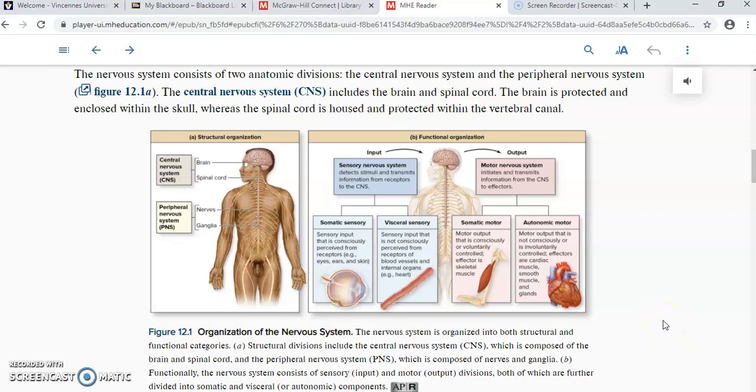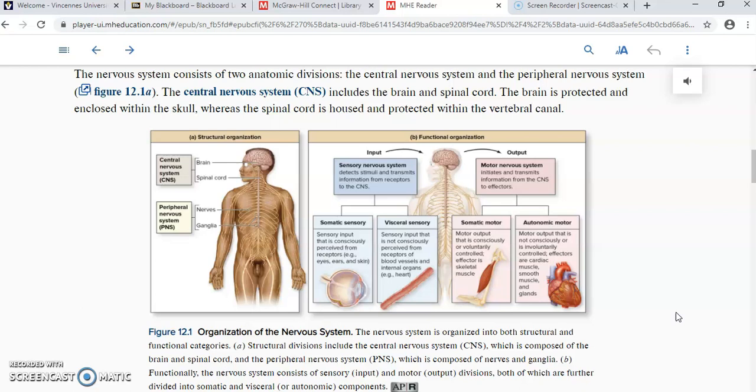Hi A&P 1 students. In this video we're going to start talking about the nervous system, and we will talk about the nervous system in the next few chapters. Specifically in this chapter, which is chapter 12, we're going to focus more on the nervous tissue, which includes the cells that make up the nervous tissue that's within our nervous system.